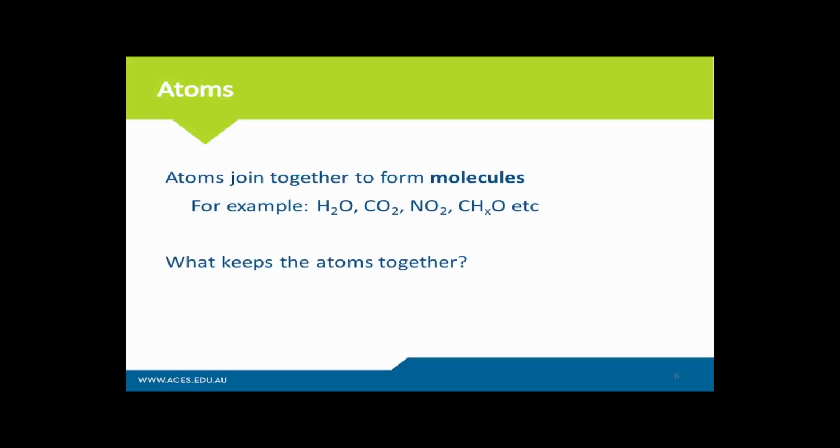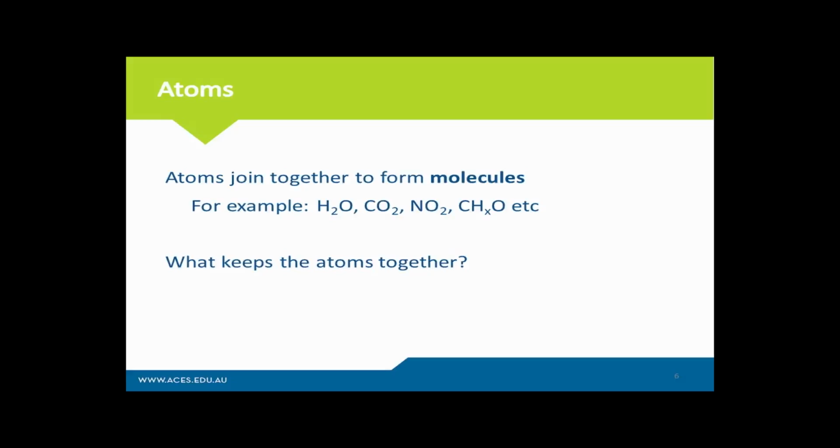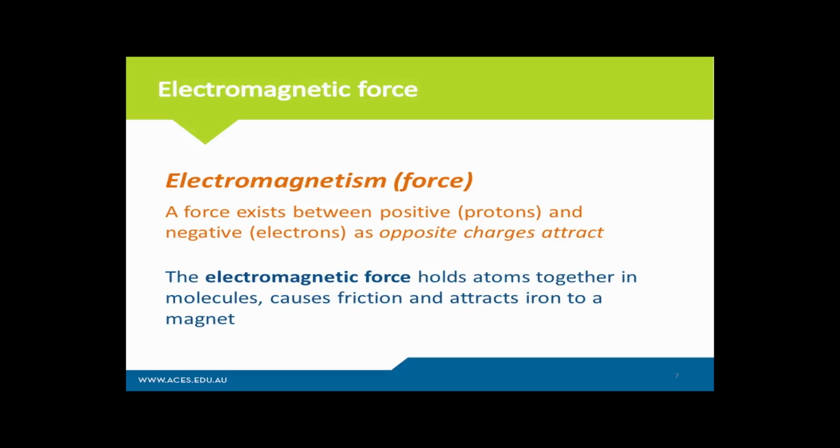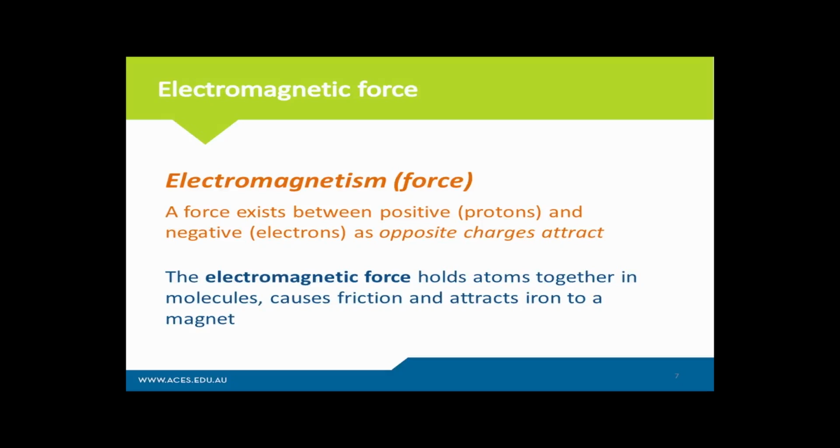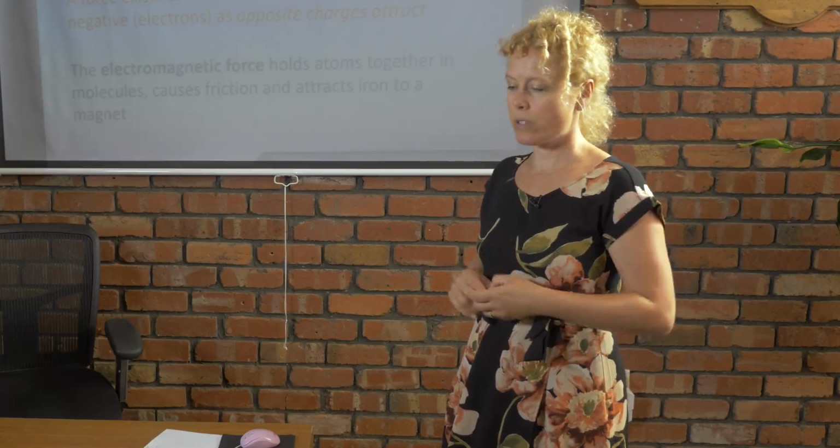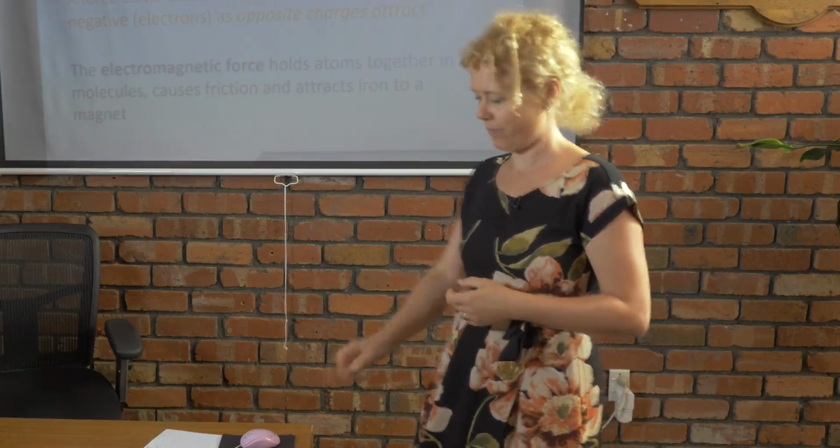Atoms join together to form molecules. I mentioned water, H2O, carbon dioxide, nitrogen dioxide. Carbon, hydrogen and oxygen, depending on the number of hydrogen atoms in CHO, will make up your carbohydrates, sugars. So what keeps the atoms together if atoms make up everything in the universe? It's the electromagnetic force. It's a force that exists between the positive protons in the nucleus and the negative electrons that are orbiting the nucleus. Because opposite charges attract, it keeps them together. The electromagnetic force binds atoms together in molecules. It also causes friction and attracts iron, for example, to a magnet. We call it the electromagnetism force.